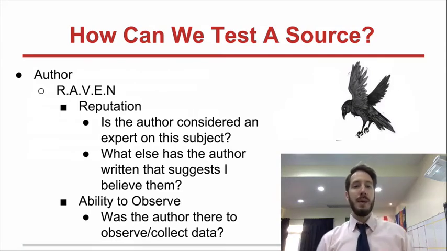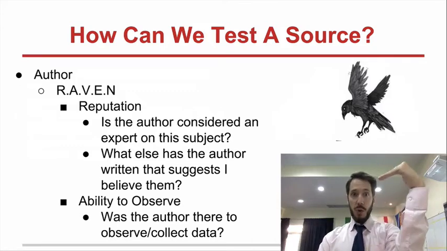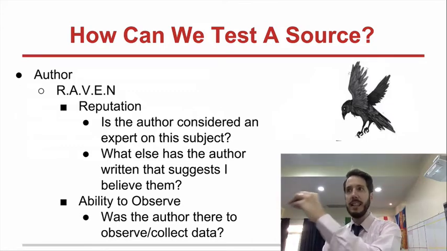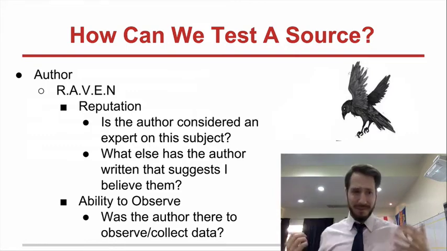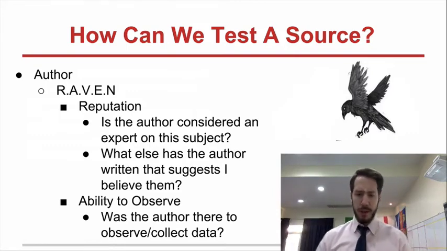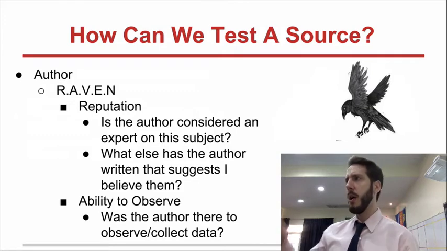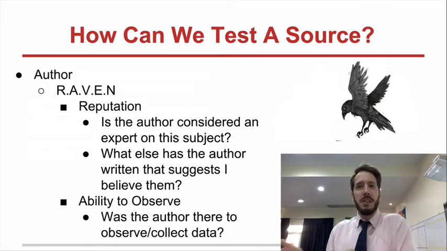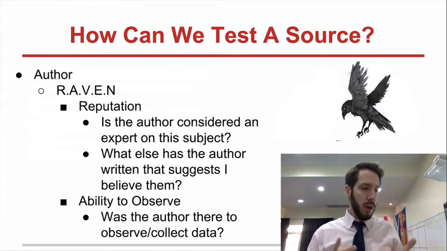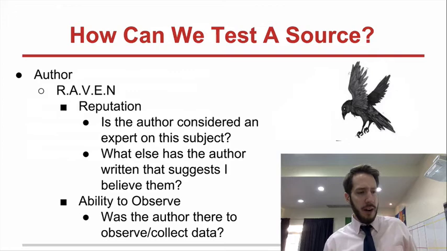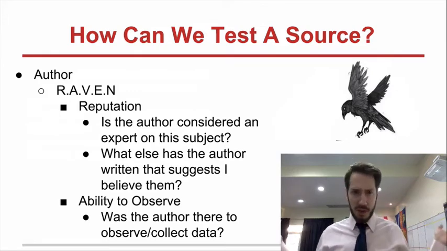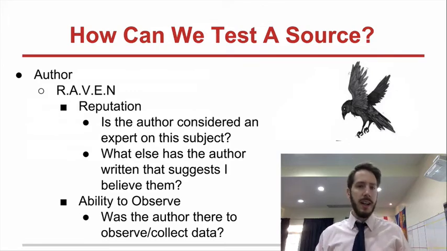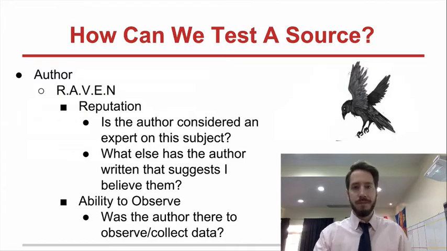Second part of RAVEN is the ability to observe. Was the author of the source there to collect that data? A lot of times what an author will try to do is make an argument saying, oh, this is bad and look at all the horrible things that are happening. Well, were you there to see those things? A lot of times columnists will give an opinion about maybe protests or some sort of social issue that's going on, but were they actually there?